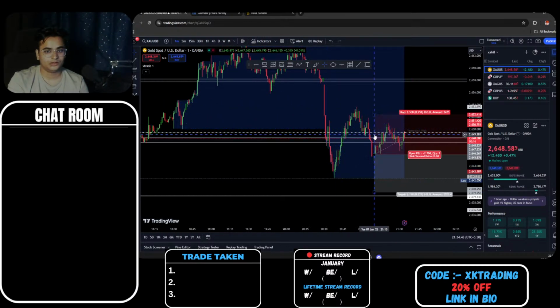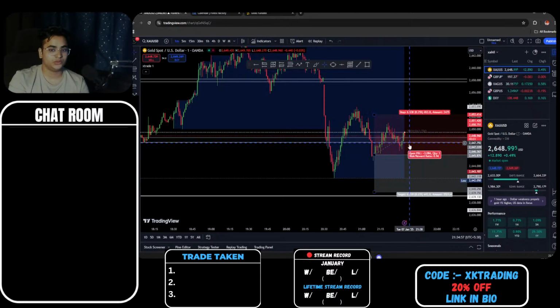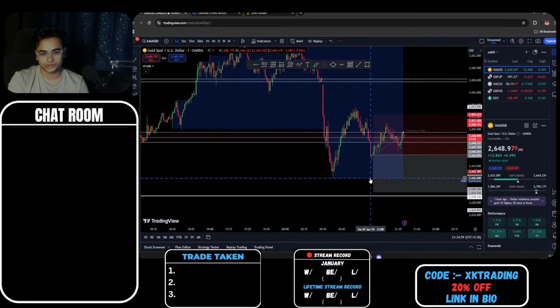Because if price does break above, I mean, hit our SL, then there is a high possible chance that price will go up. But if not, if we break below our entry point again, then it will surely go to just close. Surely.